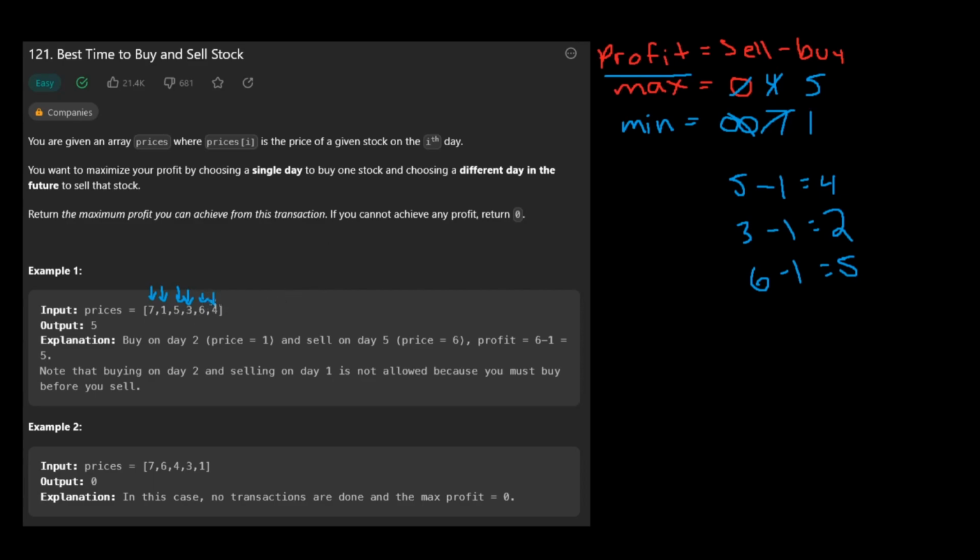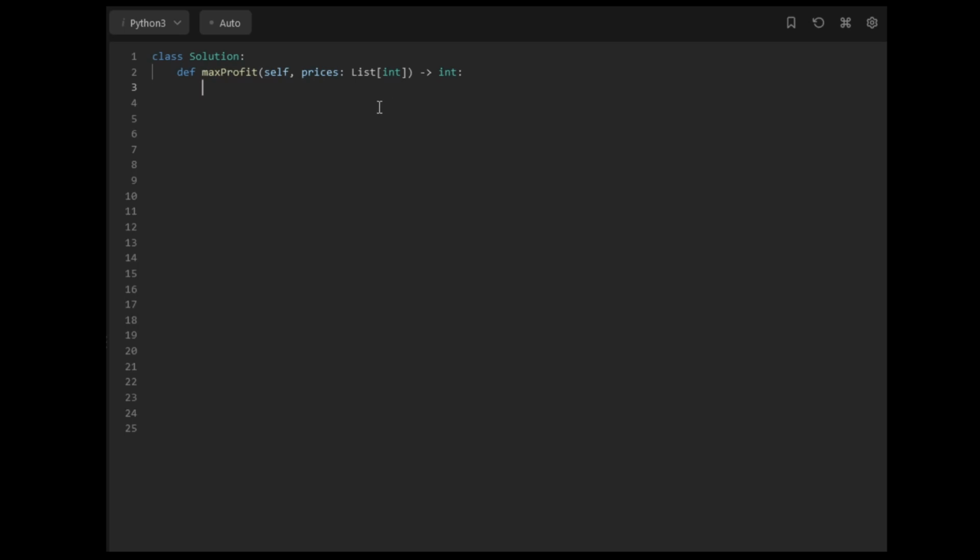And once we reached our last entry, 4, we would see that we do not have a greater number, so we're going to just return the max. And now that we have our algorithm, we can just write the code. To start, we're going to have two variables, one to keep track of our min price, and we're going to set it to infinity, and one to keep track of our max profit. And for now, it's going to be set to 0.